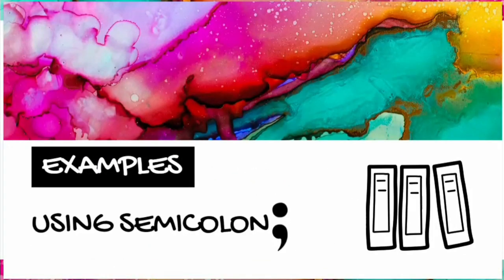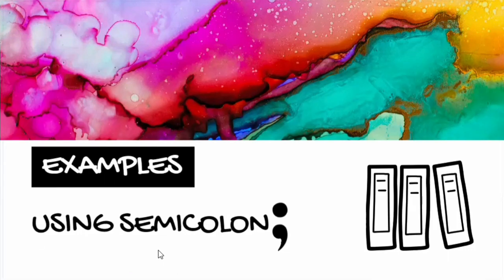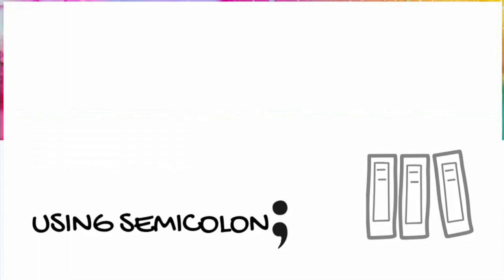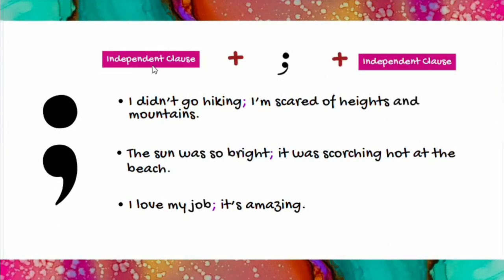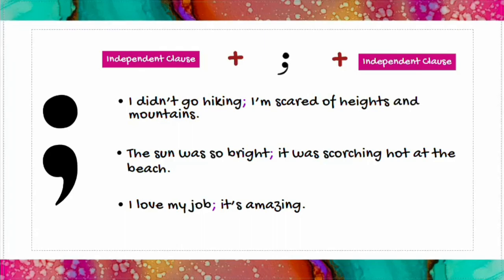Next are the examples of compound sentences using a semicolon. Let's check them out. So the structure is right here: an independent clause or complete sentence at the beginning, then you need a semicolon and another independent clause. I didn't go hiking, the same sentence that we used before. I didn't go hiking; I'm scared of heights and mountains.